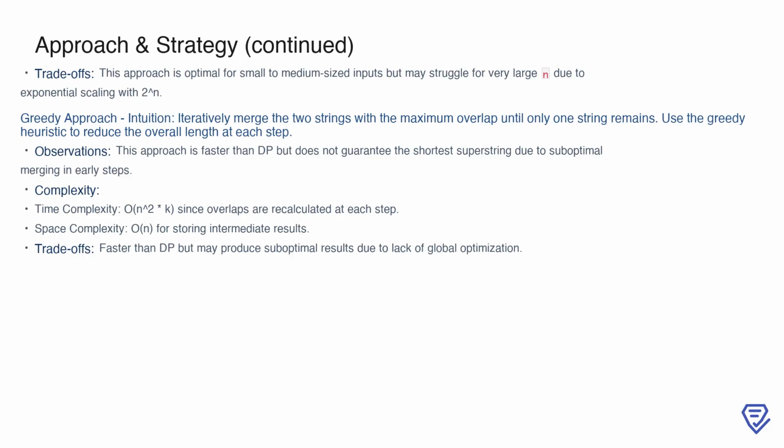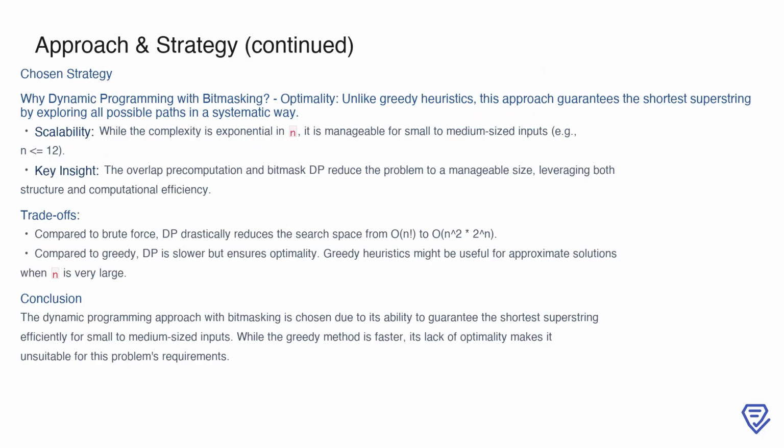This heuristic significantly reduces the computation time compared to dynamic programming, with a time complexity of n²*k. However, the trade-off is that the solution may not always be the shortest superstring, as the greedy approach lacks the global optimization that dynamic programming provides. It's faster and simpler but can lead to suboptimal results, especially in cases where early merging decisions negatively affect the overall outcome. Among the three approaches, dynamic programming with bit masking stands out as the most suitable for this problem.